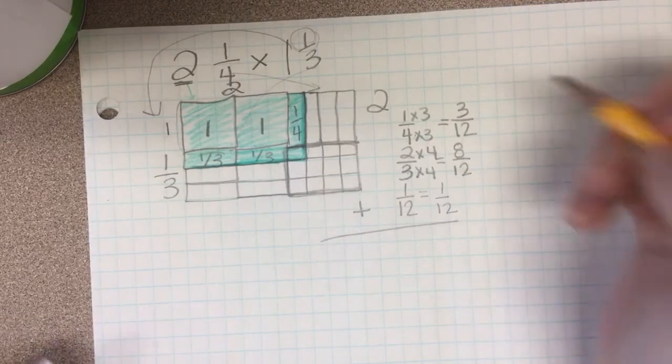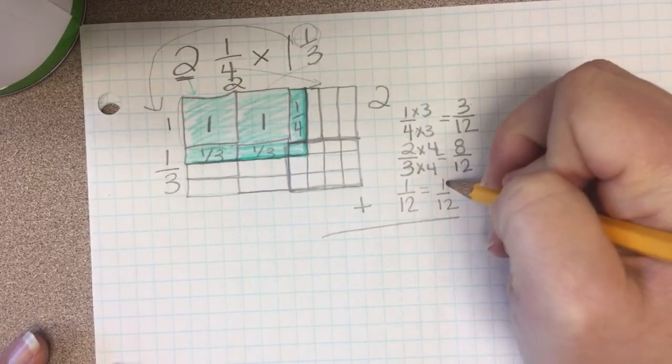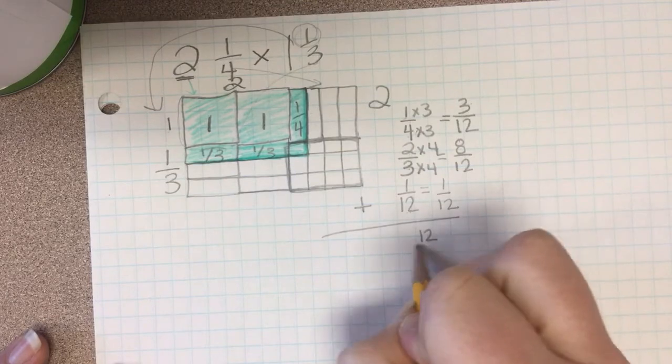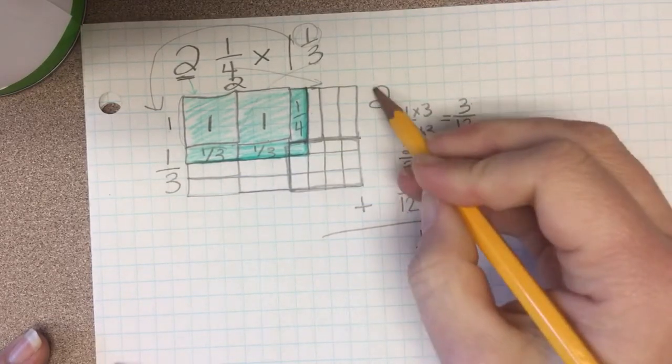So now I have to add up all my parts. 8 plus 3 is 11. 1 more is 12. Okay, and I have my 2 wholes.